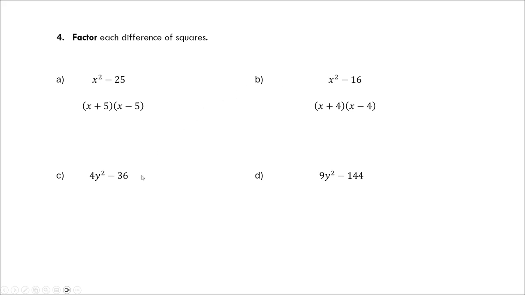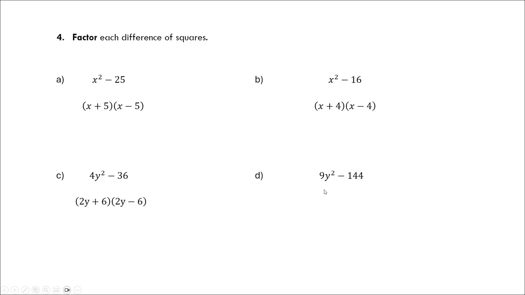This one's a little bit more complex. What is the square root of 4y squared? Well, we can look at this in two steps. The square root of 4 is 2, and the square root of y squared is y. So the square root of 4y squared is going to be 2y, and the square root of 36 is 6. So we have our 2y here, our 2y there. Square root of 36 is 6. Put a positive, put a negative.